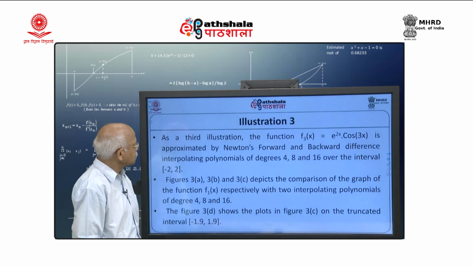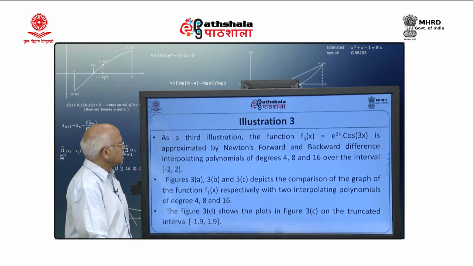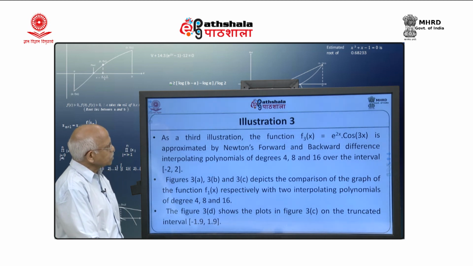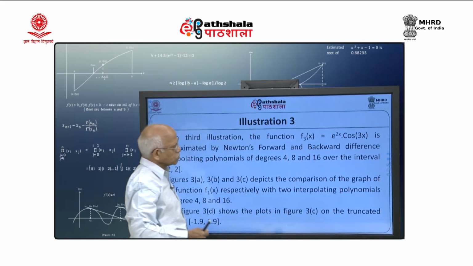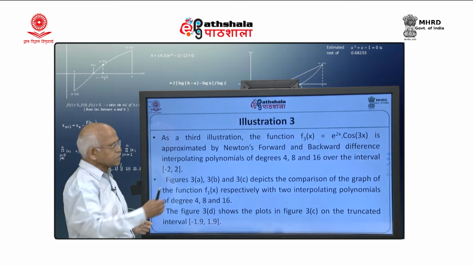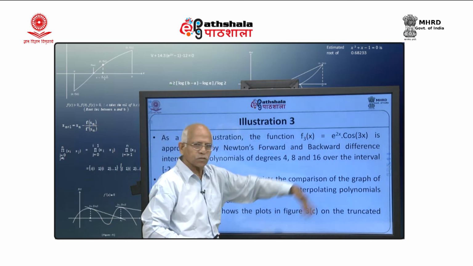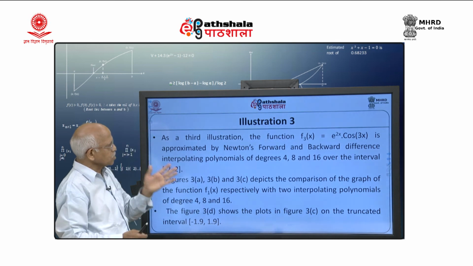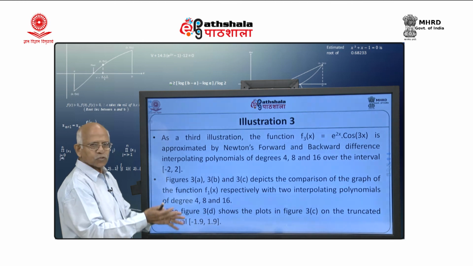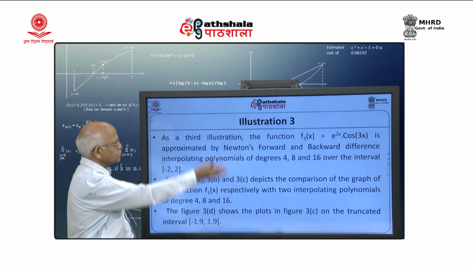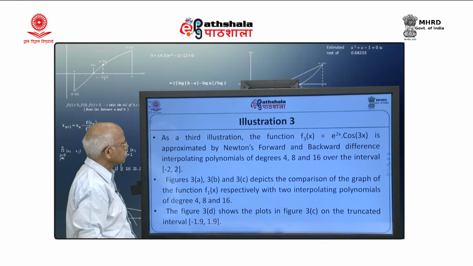When I am considering function 3 as the third illustration, the function f3(x) is given by e raised to 2x into cos 3x. You can see that as x increases, e raised to 2x will go on increasing to infinity, and cos 3x will oscillate between -1 and 1, and therefore, the function value will also oscillate from minus infinity to plus infinity, like that it will go on doing this.